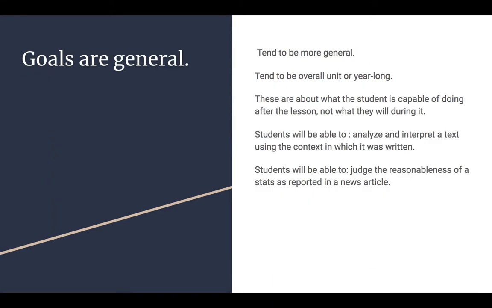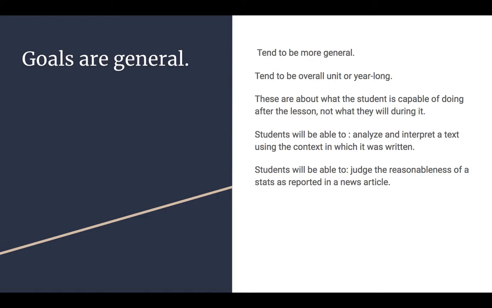Okay. Goals are general. They tend to be kind of maybe a unit long or maybe even year long. They are about what students are capable of doing after the lesson, not while you're giving the lesson. So it's kind of like, what do you want them to look like at the end of whatever the learning unit is that you're talking about? And they usually start with students will be able to analyze and interpret a text using the context in which it is written, or students will be able to judge the reasonableness of a stats as reported in a news article. So these are like things that we want my students to be able to do.